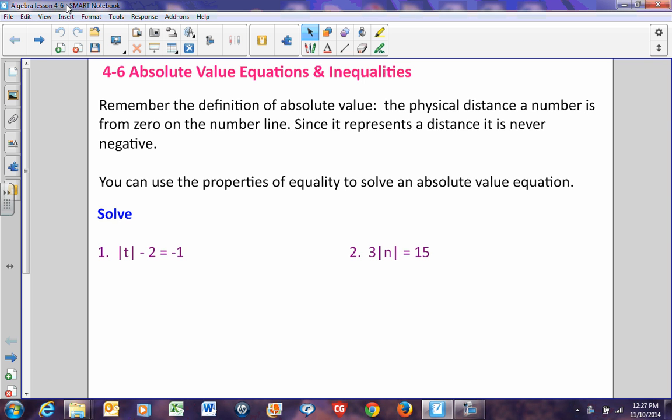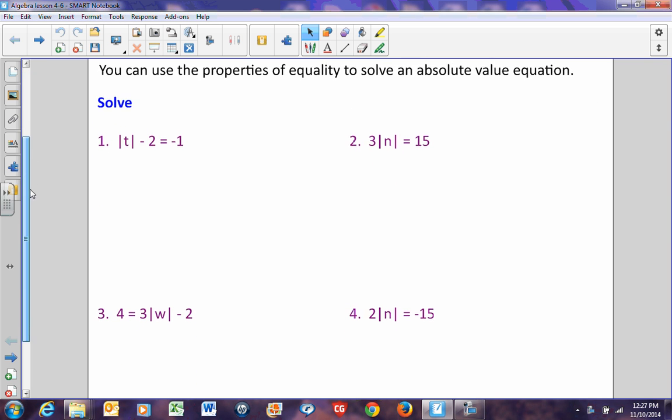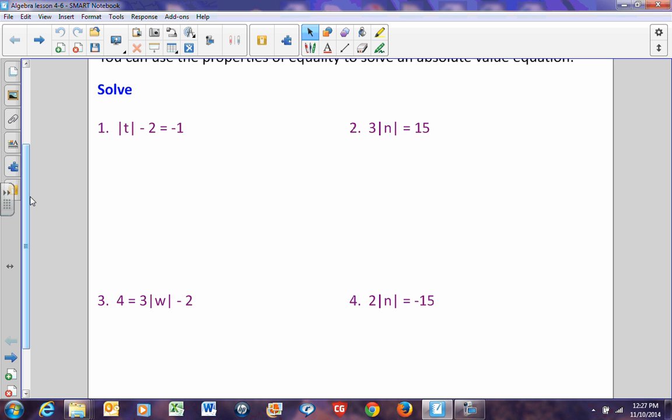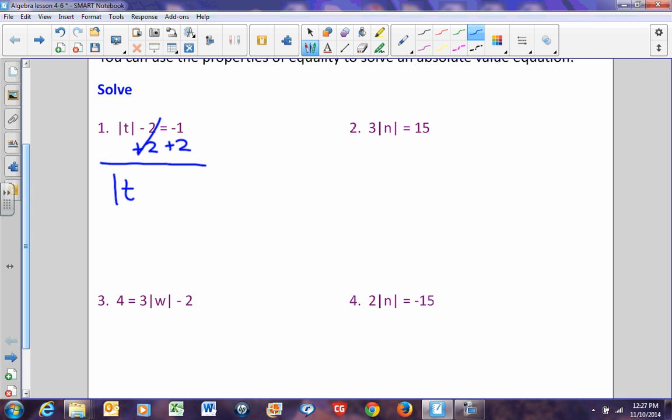For example, if we have the absolute value of t minus 2 equals negative 1. If I want to solve this, I simply do the exact thing I would do as if it didn't have the absolute value symbol in it to begin with. I will add 2 to both sides of this equation. These two 2's cancel out. I get the absolute value of t is equal to 1.